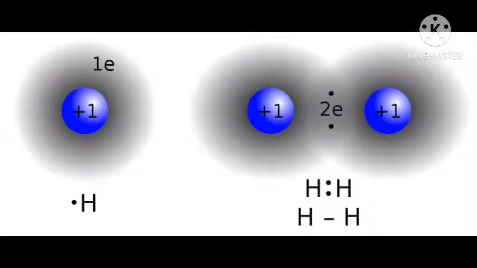Covalent bonding is the sharing of electrons between atoms. This type of bonding occurs between two atoms of the same element or elements close to each other in the periodic table. This bonding occurs primarily between nonmetals. However, it can also be observed between nonmetals and metals.